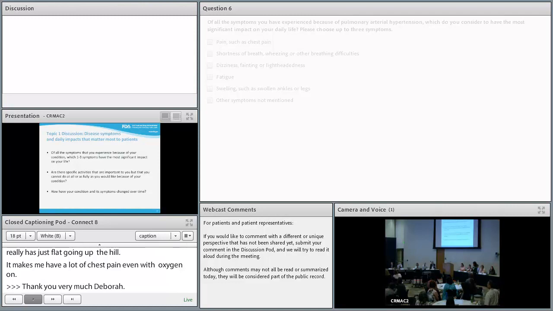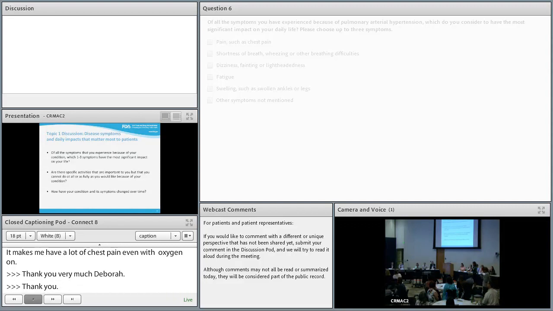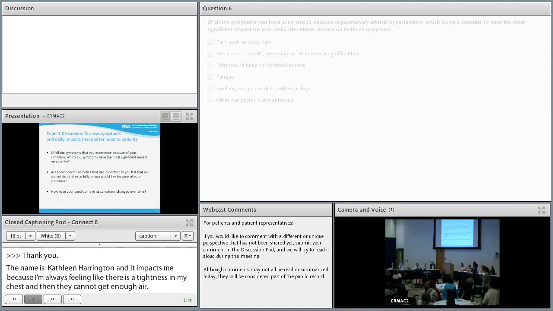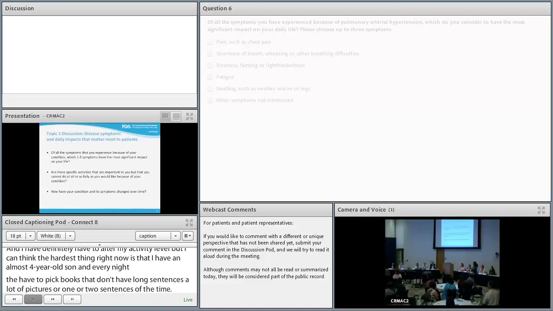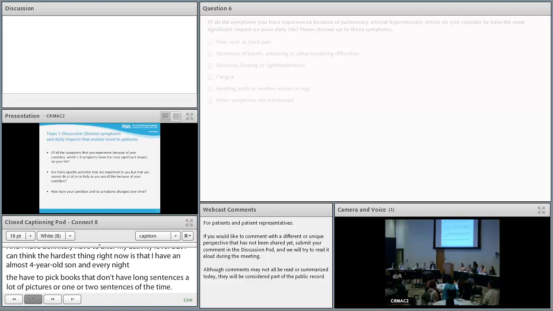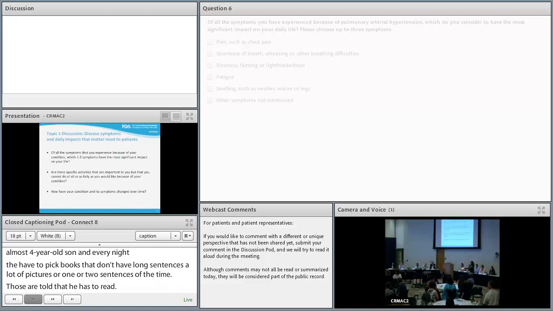My name is Kathleen Harrington. I'm always feeling like there's a tightness in my chest and that I can't get enough air, and I've definitely had to alter my activity level. But the hardest thing right now is that I have an almost 4-year-old son, and I read to him every night. I have to pick books that don't have long sentences, with a lot of pictures and one or two sentences at a time. Otherwise, I tell Dad he has to read. But my son's always saying, no, I want Mommy to read, and that's really hard, not being able to read a book to my son. Thank you, Kathleen.